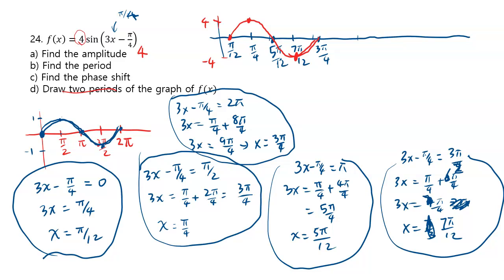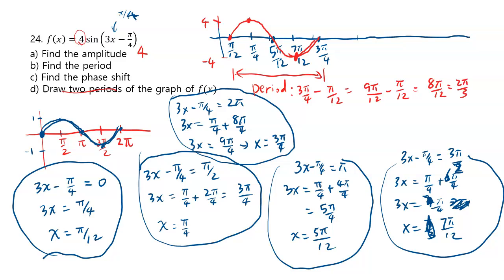And to know that, what you need to know is this length. Now this length here is what we call the period. And period is calculated by subtracting the first and the last, right? 3 pi over 4 minus pi over 12. And I need common denominator, so I want to rewrite the first one as 9 pi over 12 minus pi over 12, which is 8 pi over 12, and that's 2 pi over 3, right? So that's the period. And actually we now know the answer to B and C, so let's write them down. Period will be 2 pi over 3.